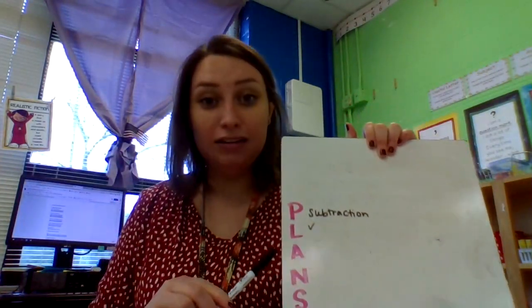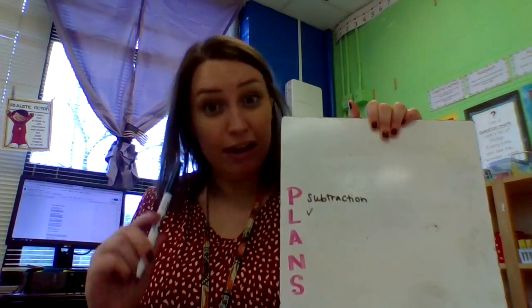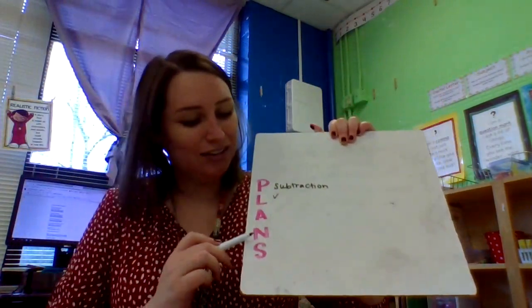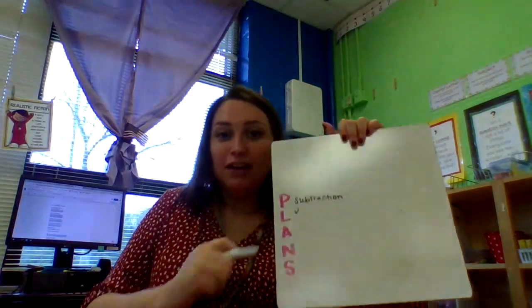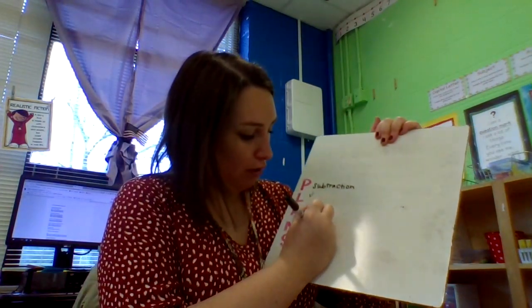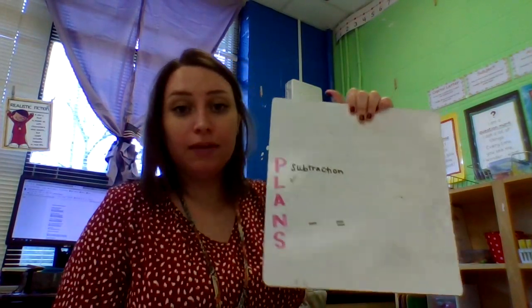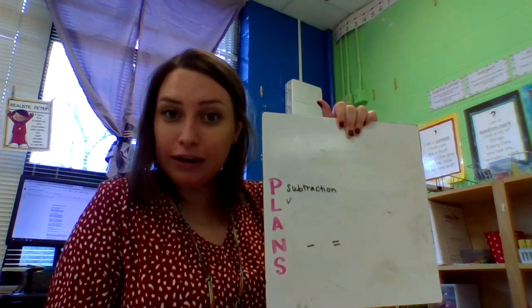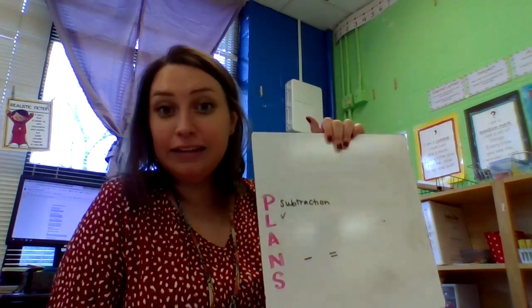Answer is what A stands for. We're going to skip that. We don't know the answer yet, so we're going to skip that. Let's go down to number sentence. Now we know that this is a subtraction problem. We decided that already. So I'll go ahead and write my minus sign, and I am going to go ahead and write my equal sign. A math equation is not complete without an equal sign, so make sure you put that in there.